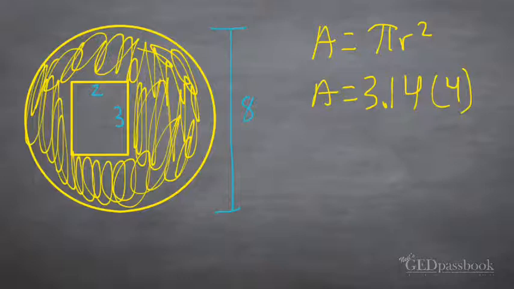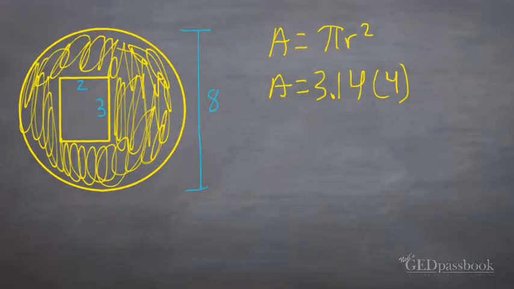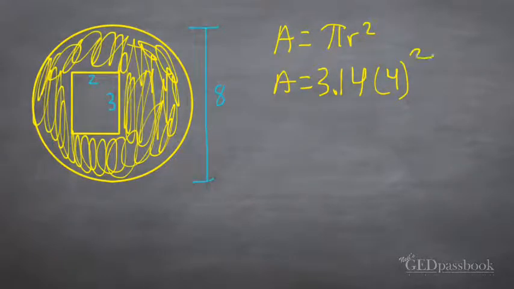So 4 is obviously half of 8, which is the radius. And then we square that. Can somebody please tell me what all that comes out to be? 50.24. Anybody get something different? So 50.24 is the area of that whole circle.